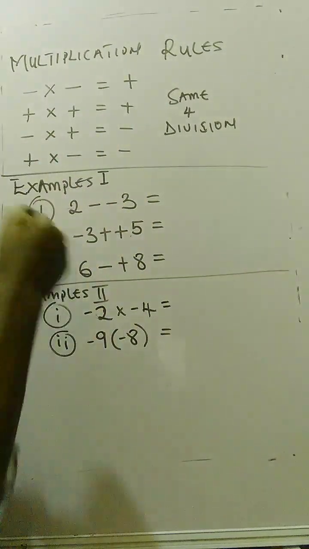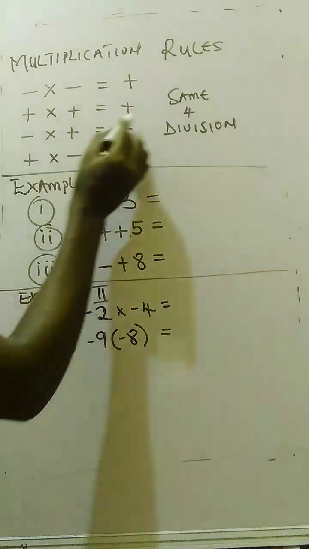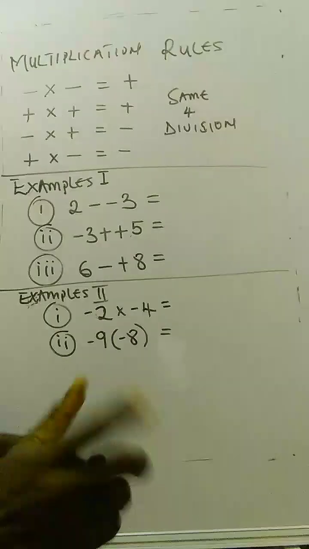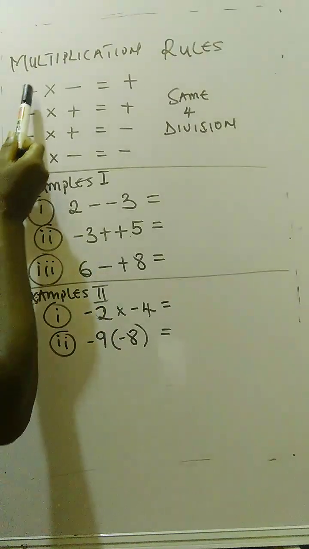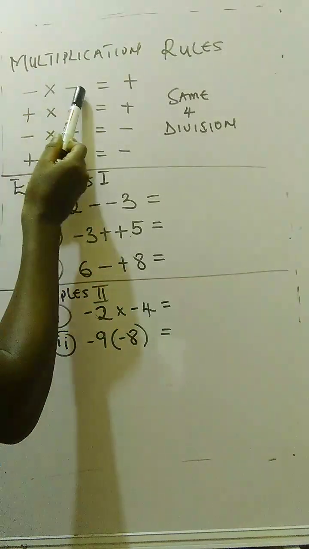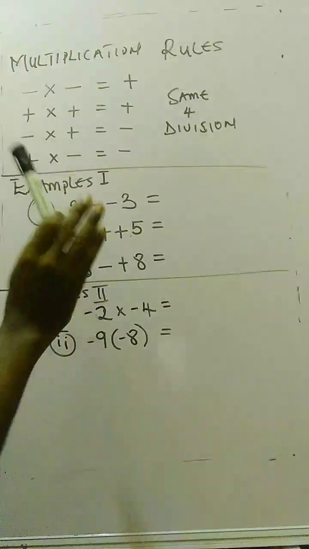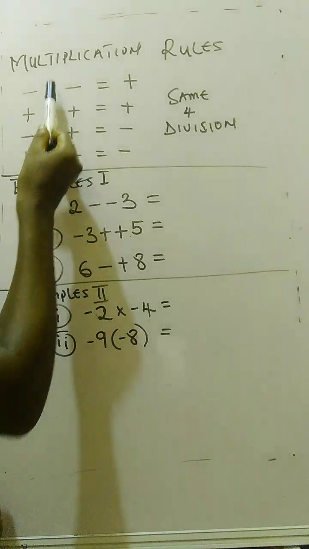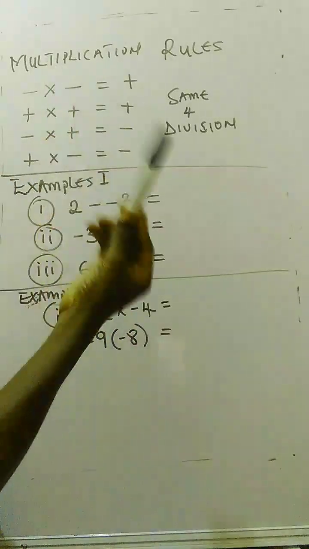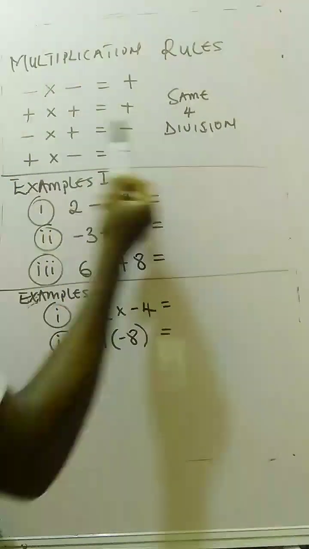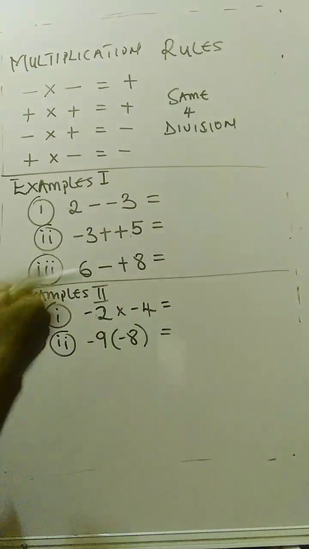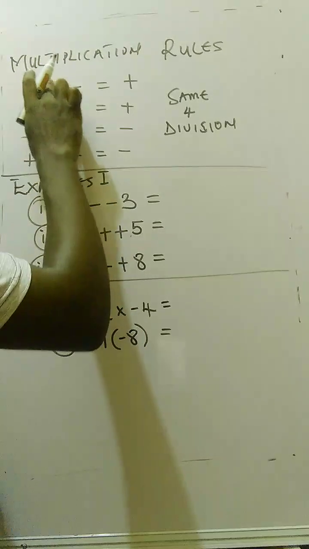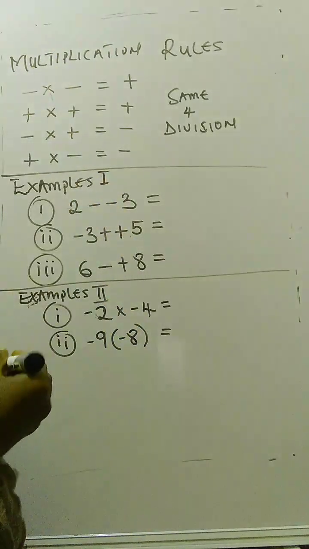Now these first two signs I just mentioned are simply telling you that anytime the signs are the same, you can see this minus and minus, this plus and plus, anytime the signs are the same and you are multiplying or dividing, remember it also applies for division, the answer is going to be plus. That's what this rule is saying.